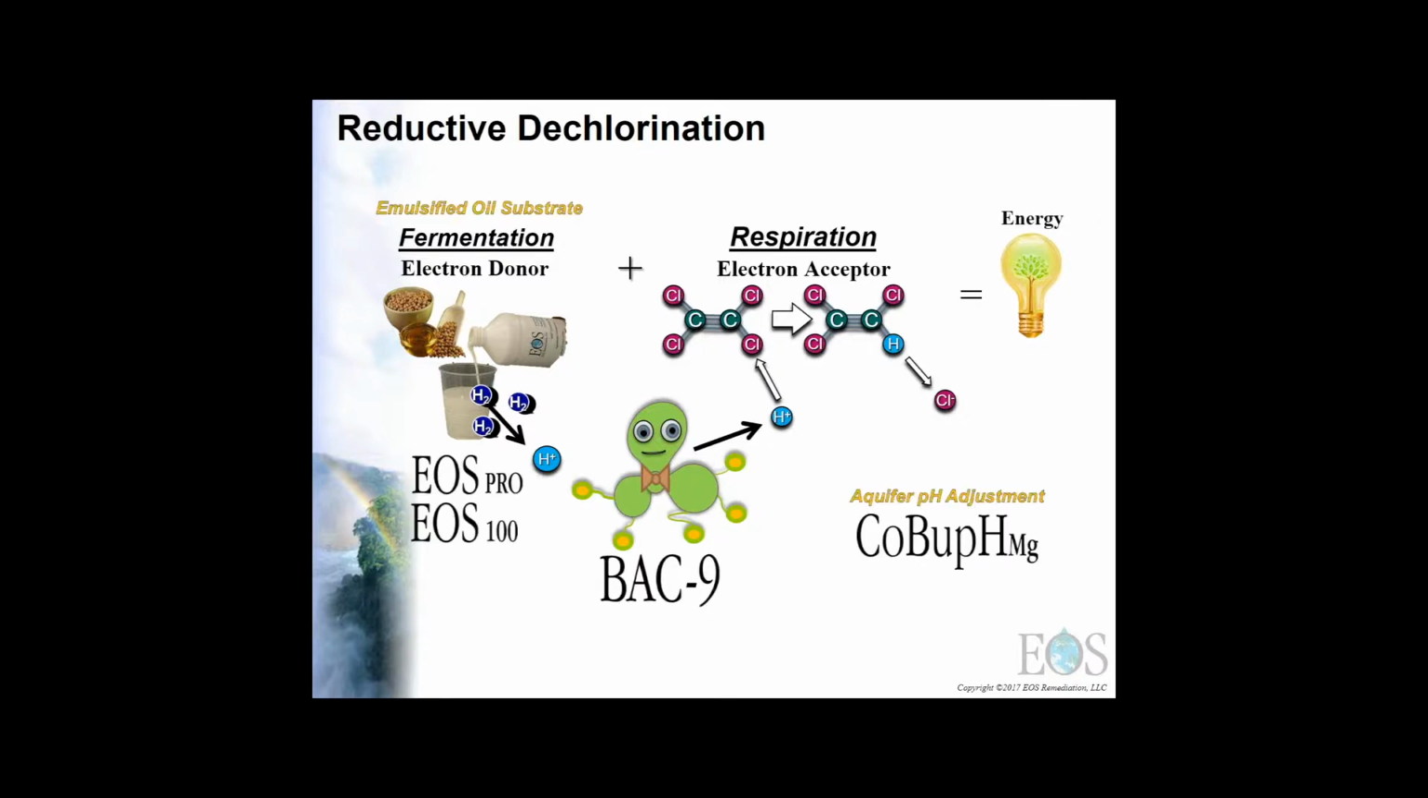Here at EOS, and again, I think everyone here sort of knows this, we make this equation happen, whether that's in the subsurface or in a microcosm, or as Kerry will explain during his talk, in the Bio-Enhance reactors. The fundamentals are all the same. You need to supply a donor, and then the contaminant is the electron acceptor.